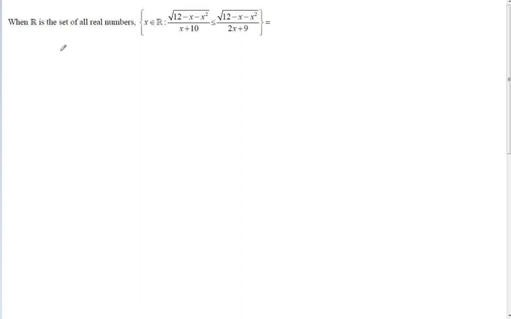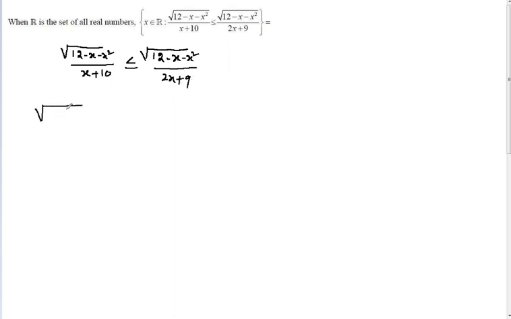Here it is given √(12 − x²)/(x + 10) ≤ √(12 − x²)/(2x + 9). From this, take √(12 − x²) common. That is 1/(x + 10) ≤ 1/(2x + 9).